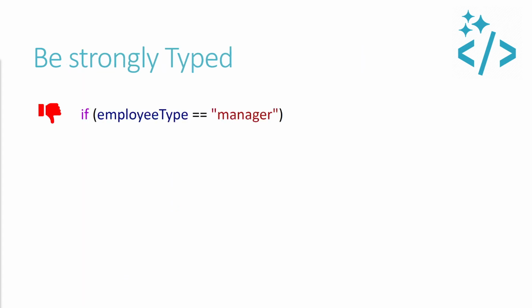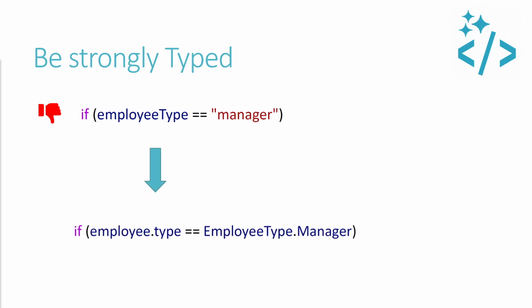We should also be strongly typed. So if we check here for employee type with this magic string manager, what exactly is this manager? We should create an enum, and this makes the code here easier to understand.